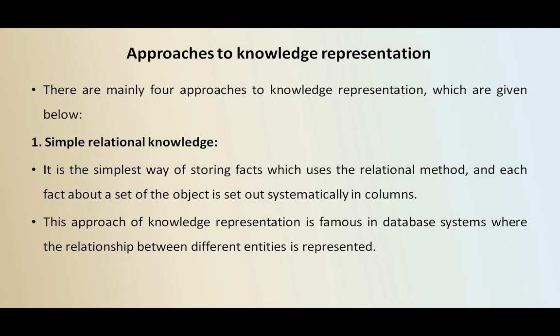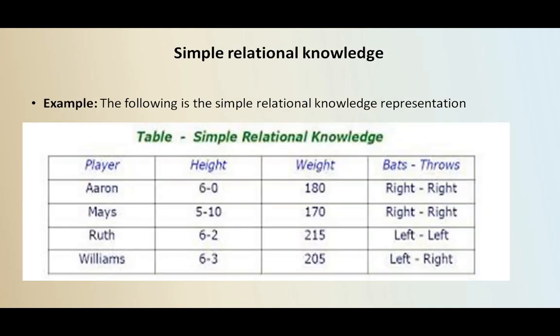So storing the data in that particular database is called a relational database, and this is also called relational knowledge. Relational knowledge means the data is put in the form of tuples and attributes, like in your database management systems. This is the way simple relational knowledge can be represented. The names, height, weight, and bats throws are completely different, and each and every one depends upon the others. Like this, see here, the player depends upon this, height depends upon another column, and weight depends upon another column.